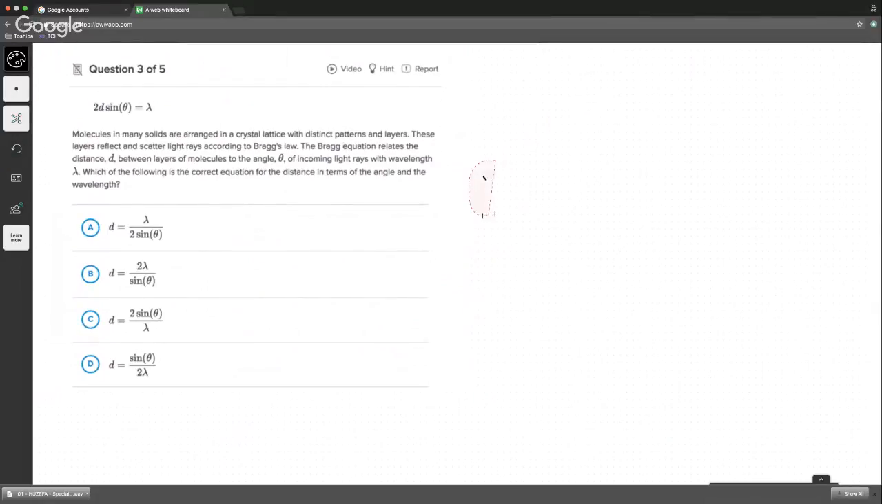All right, let's go to this one. 2d sine theta equals, I think that's lambda. I'm not sure. Molecules in many solids are arranged in a crystal lattice. Like I've seen this over and over on the SAT. They throw out a lot of these technical terms. Crystal lattice. You don't have to know what a lattice is.